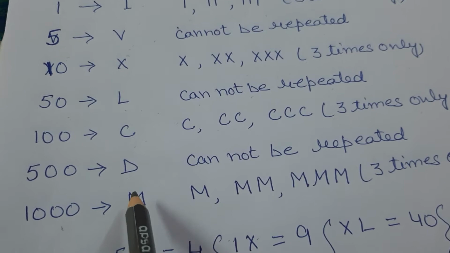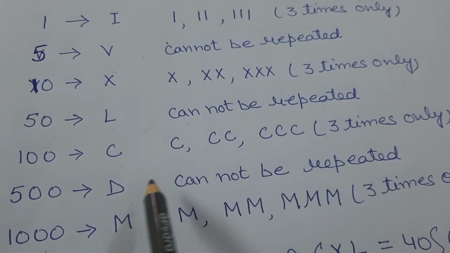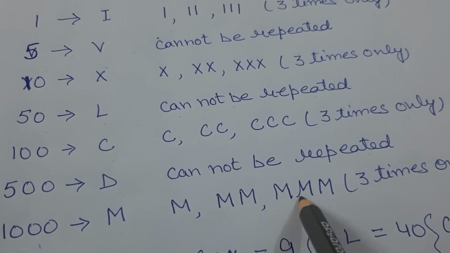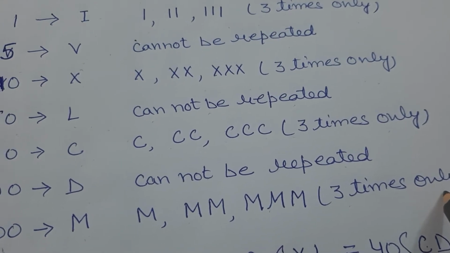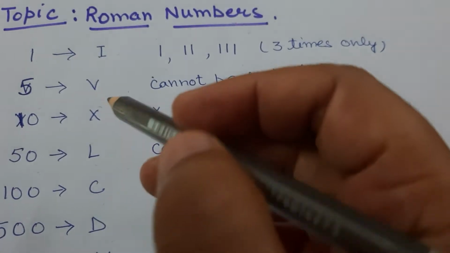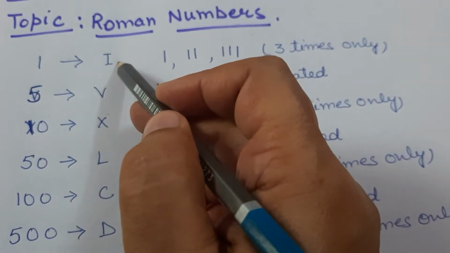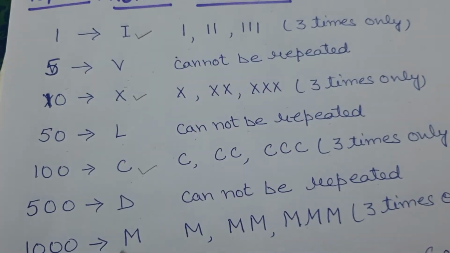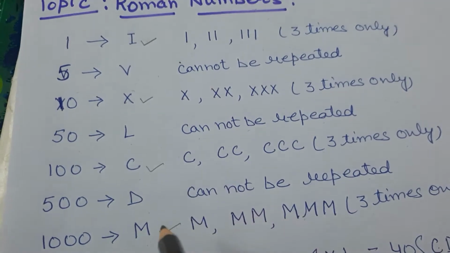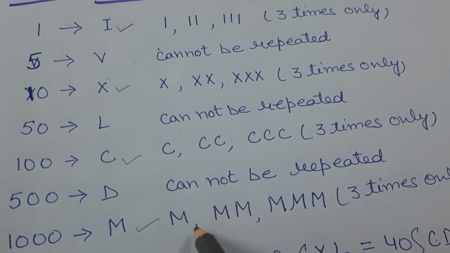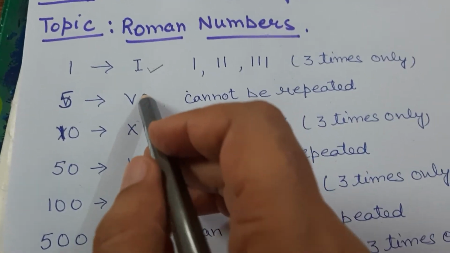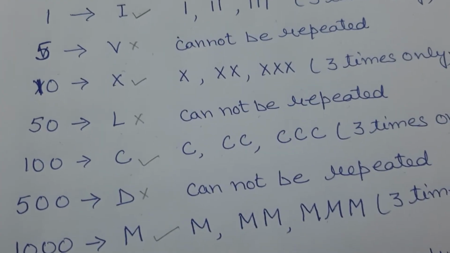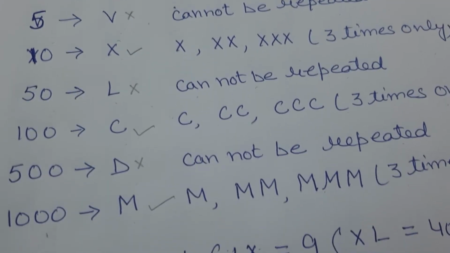Next is D. D cannot be repeated, it can be used only one time. Next is M for 1000. M also can be repeated 3 times maximum. So it means out of these 7, I, X, C and M, these 4 symbols can be repeated 3 times, but V, L and D can never be repeated. They can be used only one time.